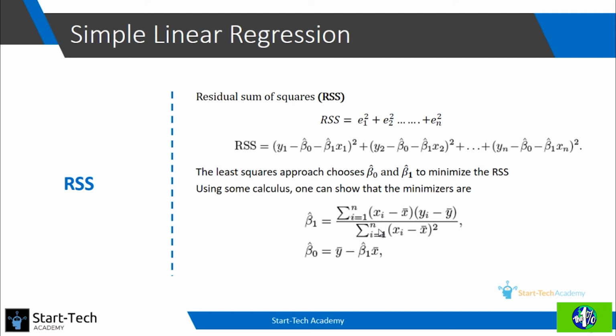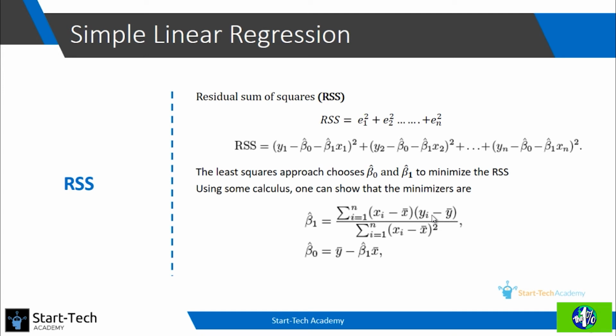So beta 1 is the summation of xi minus x bar. If you remember, x bar is the mean of the sample. So for each data point, we will find out this difference of each point from its mean, and then we'll multiply it with the difference of each y variable with its mean. We'll sum this product for all the points and we'll divide it by the difference of x from its mean squared, added over all points.